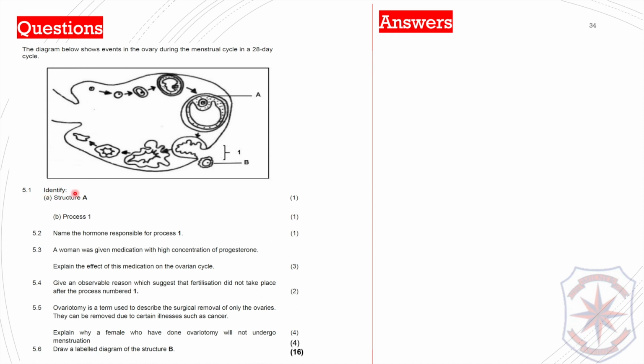Question 5.1. Identify structure A. Of course, this is the first question. So structure A, we've already said, that is the Graafian follicle. Or it is sufficient to say that is the mature follicle. All right? Sub-question B, process 1. So process 1 is over there. What is happening? The Graafian follicle has ruptured and ovum is released, and we know that process as the process of ovulation.